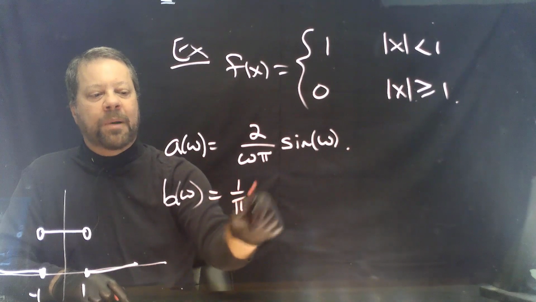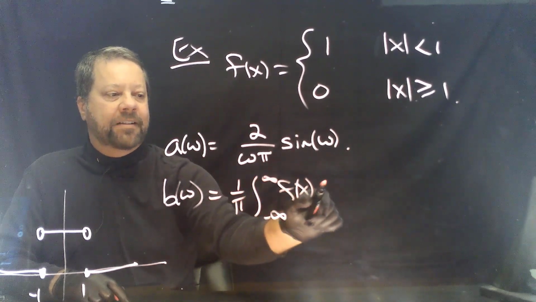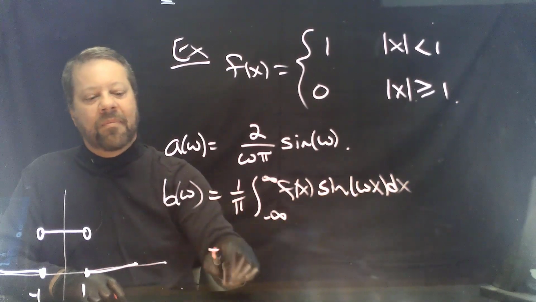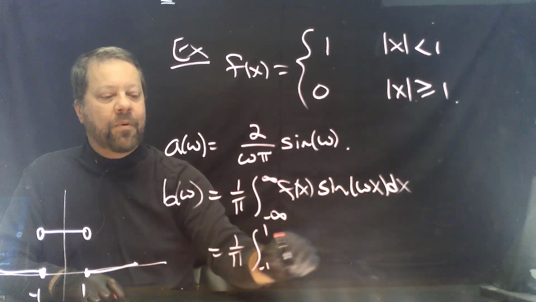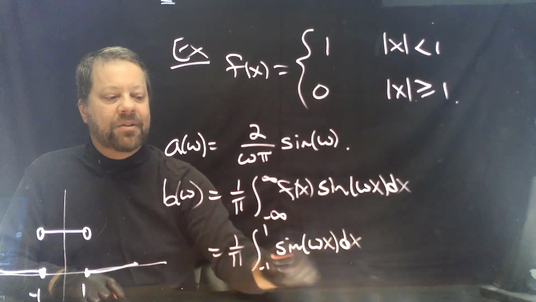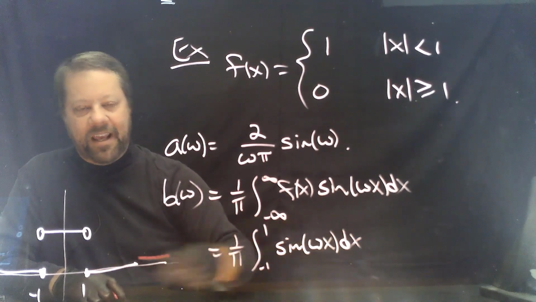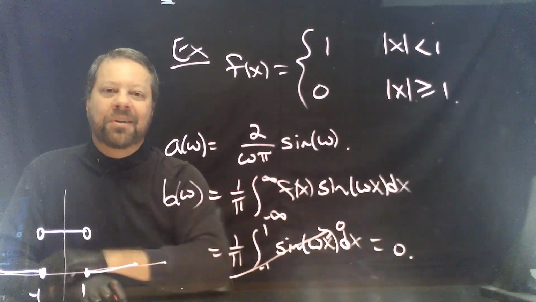We'll have 1 over pi integral from -infinity to infinity f of x sine omega x dx. 1 over pi integral from -1 to 1, just as before, sine omega x dx. Now, sine is odd. And when you integrate an odd function from -a to a, you get 0.